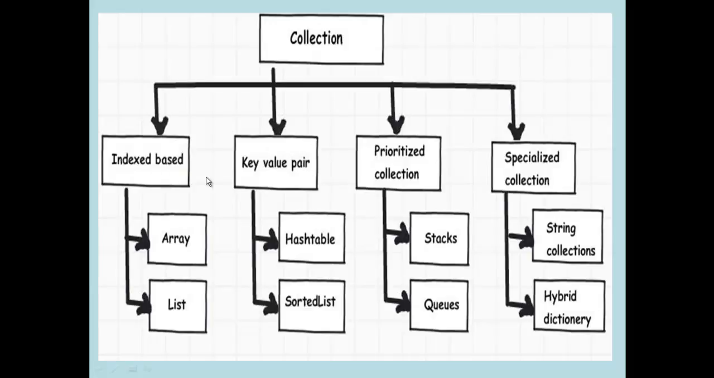So in general, we have 4 categories of collections in .NET: index based, key value pair, prioritized, and specialized. In index based, we have array and list, which help you to access the elements by using the internal index value specified by the collection. In key value pair, basically you use the key of the record or of the collection to access the value. Prioritized collection helps you to access the elements in a particular sequence like FIFO or LIFO. And then finally, we have specialized collections, which are very special collections meant for a specific purpose, like the hybrid dictionary, which starts as a list and then becomes a hash table.